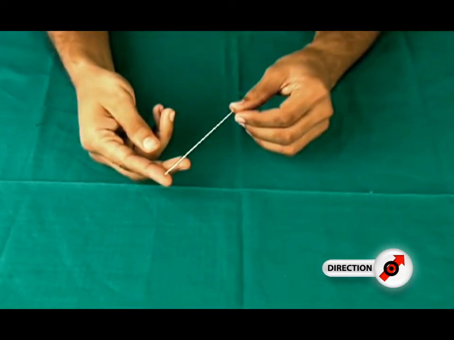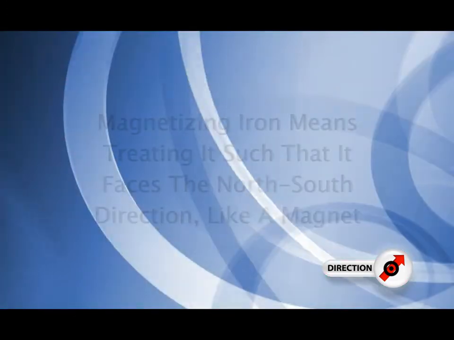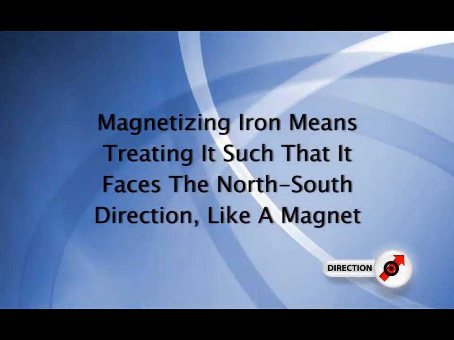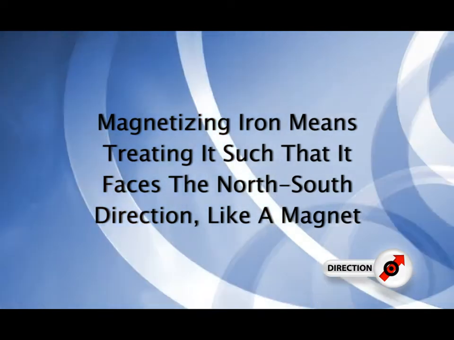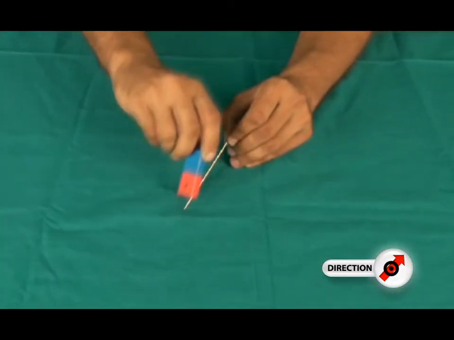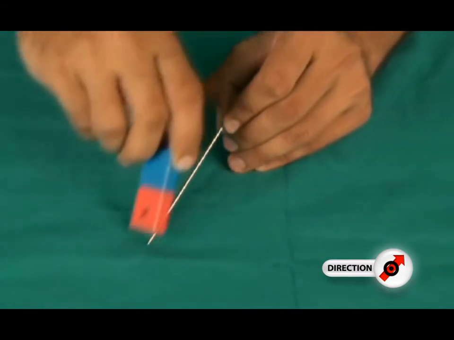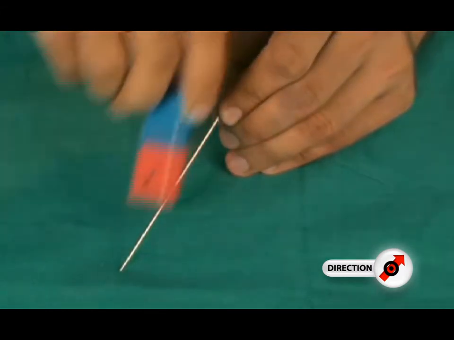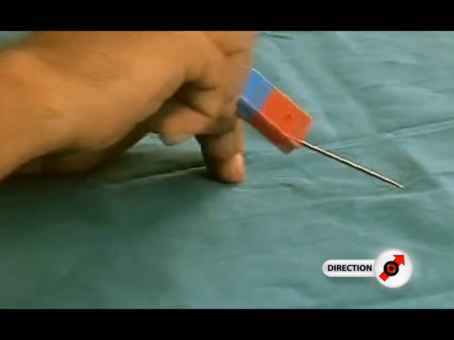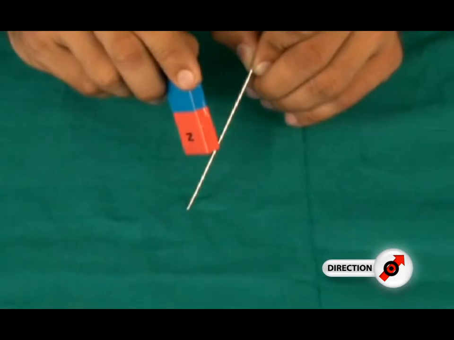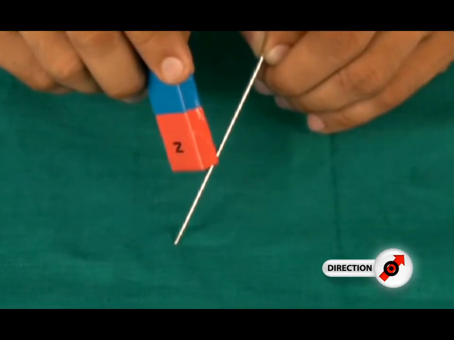First, let's magnetize the needle. Magnetizing iron means treating it such that it faces the north-south direction like a magnet. Here, we rub a magnet on a needle 20 to 30 times, facing the pointy side away, so that the needle starts functioning like a magnet. Remember that the pointy tip is your north pole, and the thicker end of the needle is the south pole.